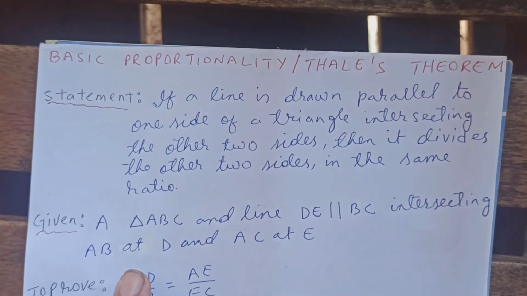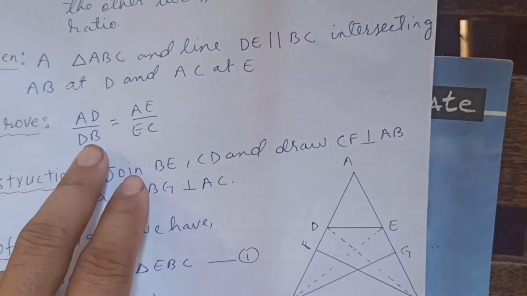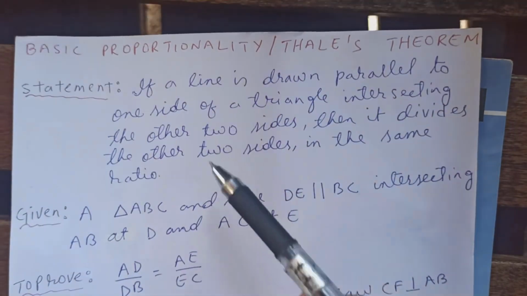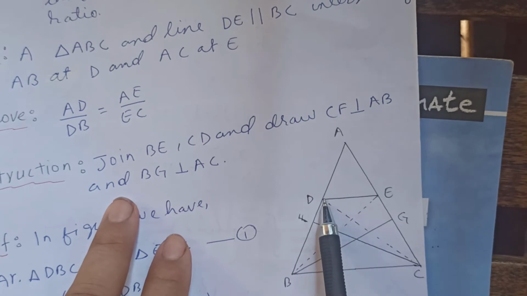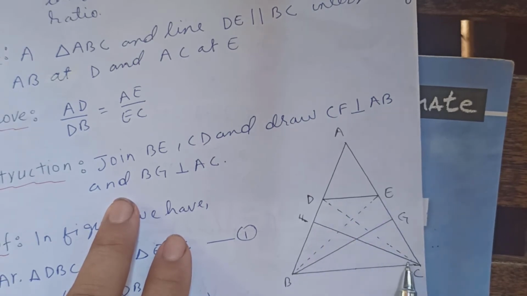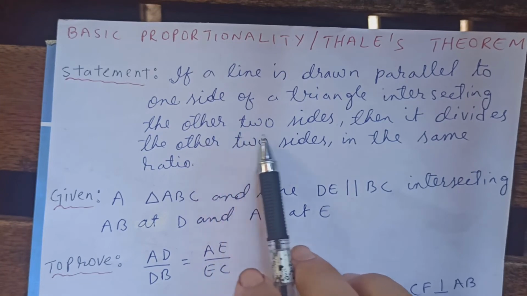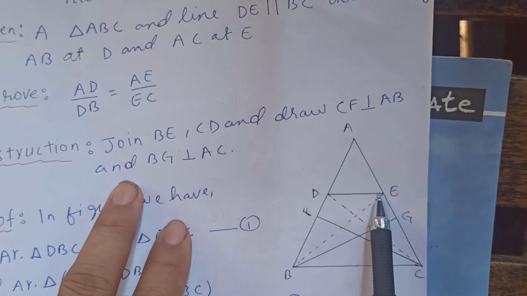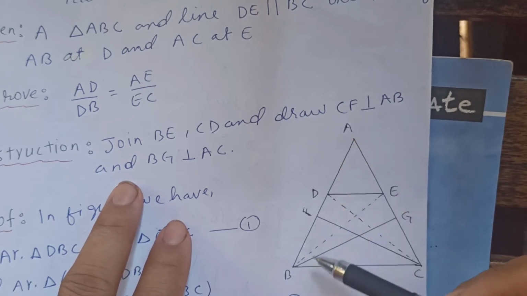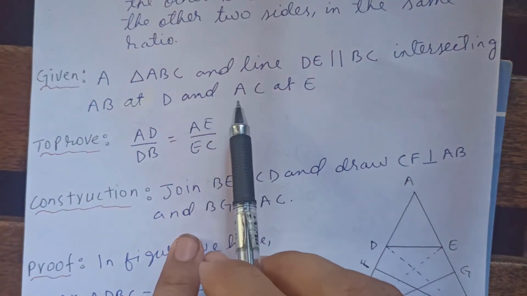So let's see the figure here. I draw the figure here. Given that ABC is a triangle, and a line is drawn parallel to one side of a triangle. Let's draw a line parallel to this side, and we name it DE. Intersecting the other two sides means that this line intersects AB at D and AC at E. That is what the given means.